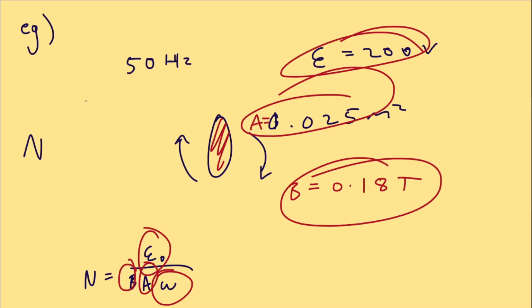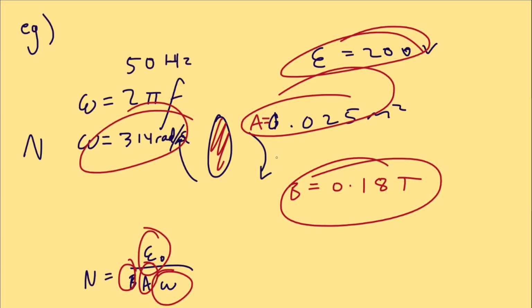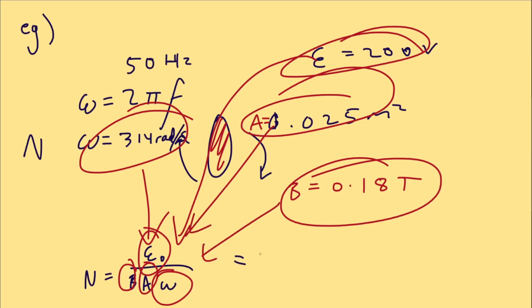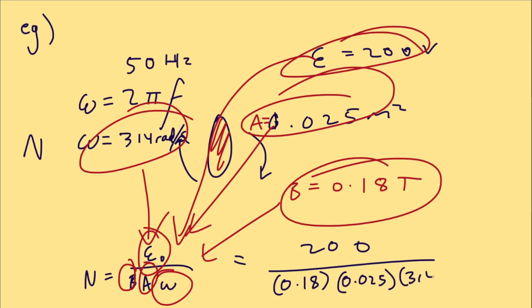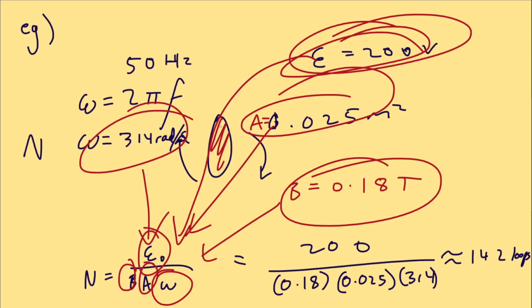Angular velocity, if you think back to circular motion, is given by 2πf, with f being frequency. And our frequency is 50 Hertz. So this gives us an angular velocity of 314 radians per second. Now, if you plug everything into our formula down here, because we know everything, then our answer is this. So 200 for EMF, field is 0.18, area is 0.025, and angular velocity is 314. Then we get roughly 142 loops. So to find this EMF voltage, we now know the amount of loops in our coil.